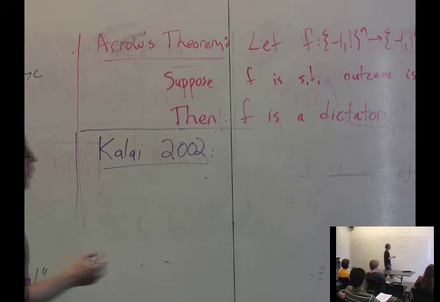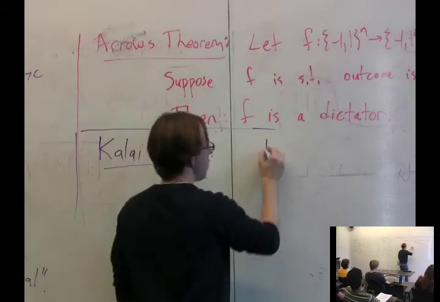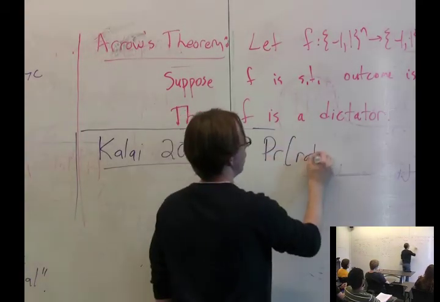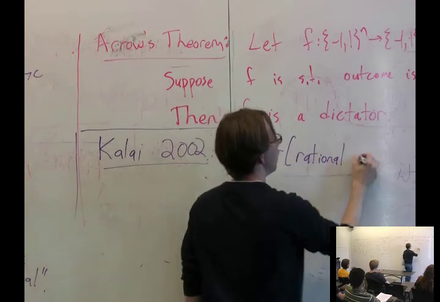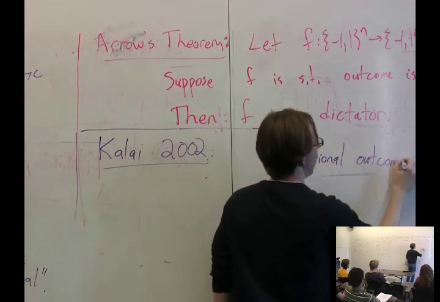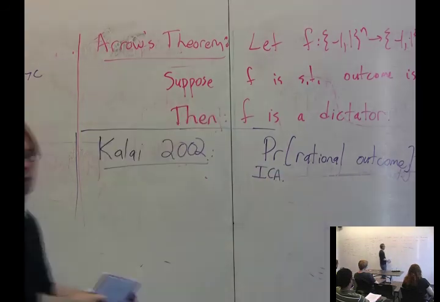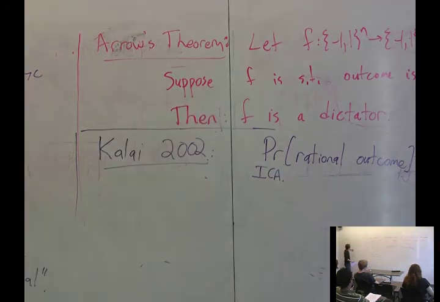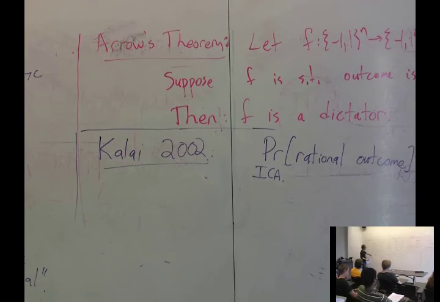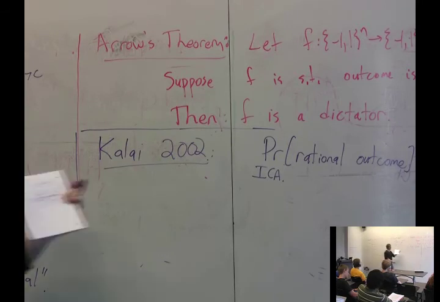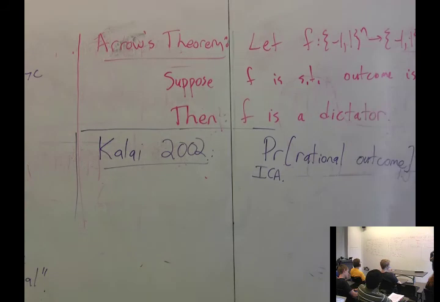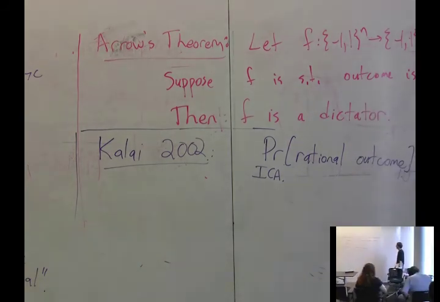And he did it by really focusing on the question of what's the probability of a rational outcome under this impartial culture assumption. Here, impartial culture means that all the voters are independent, and they vote uniformly at random from their 6 choices here. So he said, fix f. Let's look at this quantity, the probability of a rational outcome, when you use f in a three-way Condorcet election.